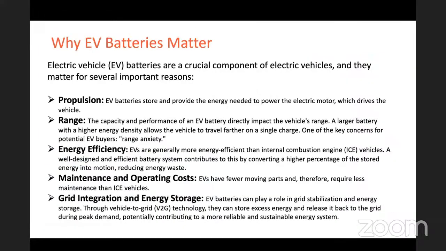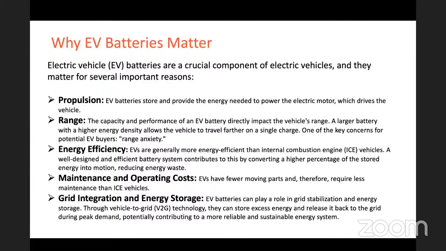And why batteries matter? The battery is a very crucial component in any electric vehicle because, as I mentioned, it is synonymous to the fuel system of an IC engine. This battery supports the propulsion or the momentum of the vehicle. It's the energy of an electric vehicle, and it decides the range of movement of a vehicle. Then the energy efficiency of the battery generally decides the performance of an electric car or electric vehicle.